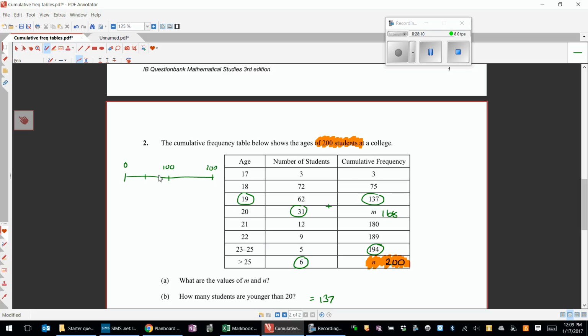The 50th student. So we've got 100th and 200th. And the upper quartile would be which student? The 150th. So actually I'm just looking for the lower quartile, the 50th student, and I can just look in my cumulative frequency. Well, there's only 3 students there, but I've got 75 there. So the 50th student must be in this group, 18. Okay?